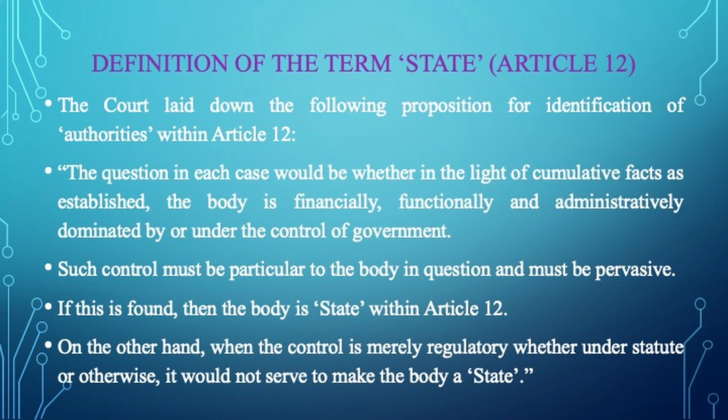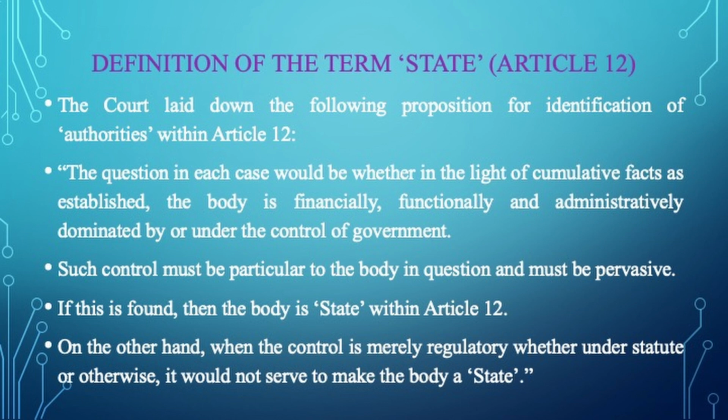The question in each case would be whether, in the light of cumulative facts as established, the body is financially, functionally, and administratively dominated by or under the control of government. Such control must be particular to the body in question and must be pervasive. If this is found, then the body is a state within Article 12. On the other hand, when the control is merely regulatory, whether under statute or otherwise, it would not serve to make the body a state.